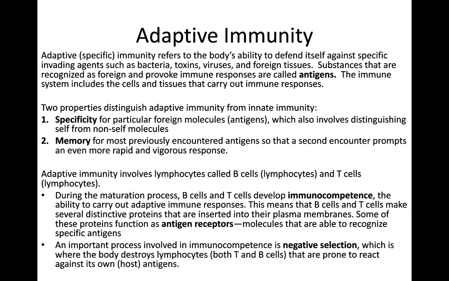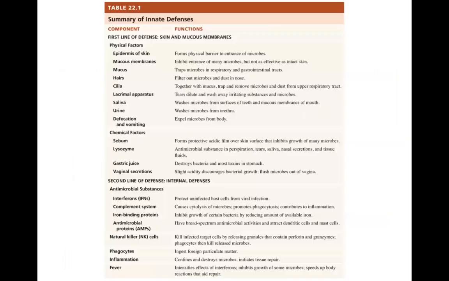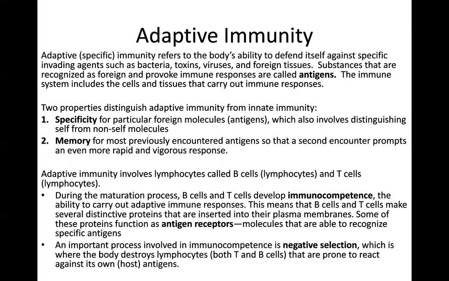It involves things like keeping stuff out using our skin, cilia in our throat, second lines of defense, which include interferons and various cells. And then the last stuff that we talked about was inflammation and fever, which kind of go hand in hand. The various components of the innate defense mechanisms were listed here on table 22.1 that we covered last time. We're ready now to talk about adaptive immunity, which is quite a bit more complicated.